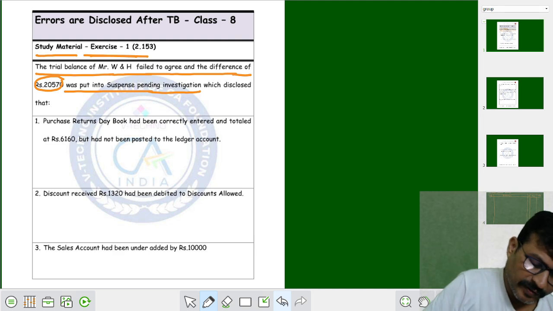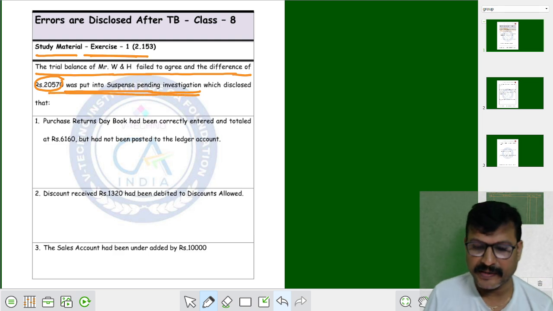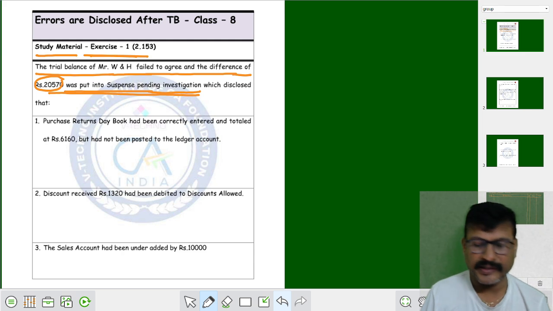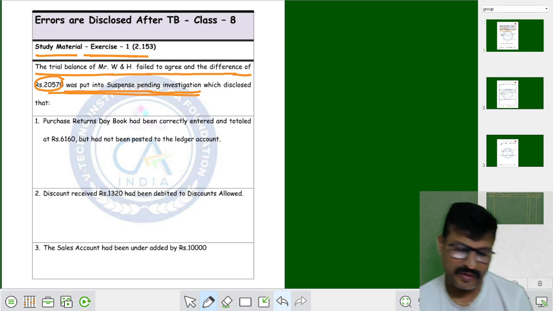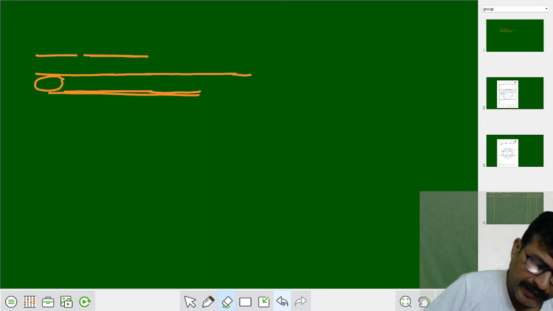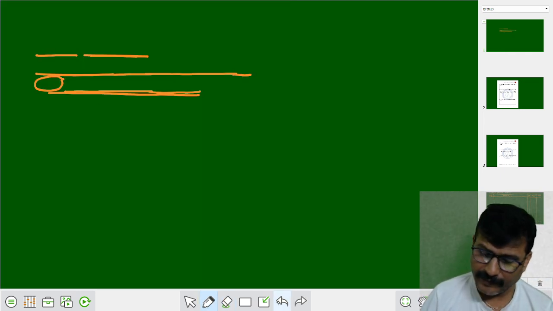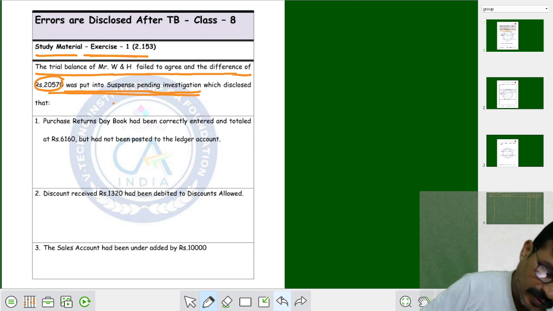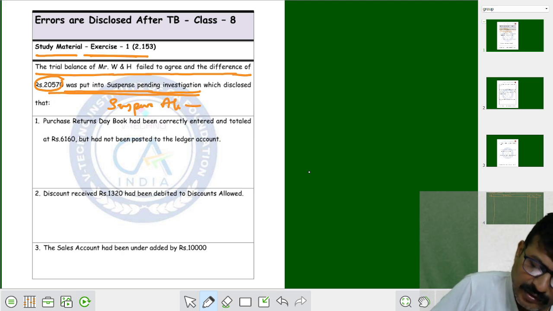So 20,570 is being put in the suspense account. So what we have to do? Apart from rectification, we have to prepare the suspense account also. What account we have to prepare? Apart from the journal, we have to prepare the suspense account also.